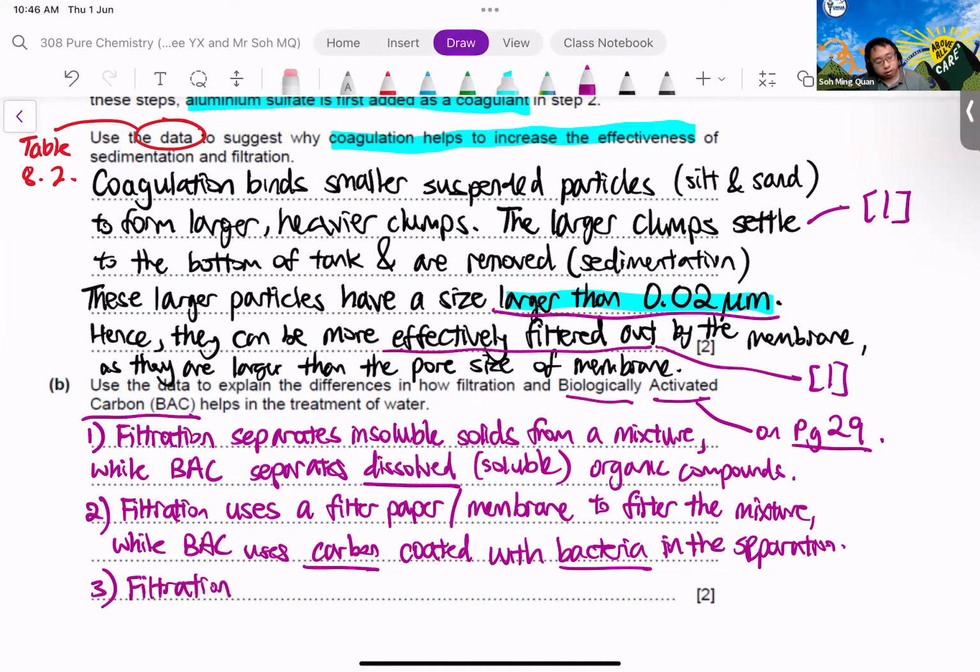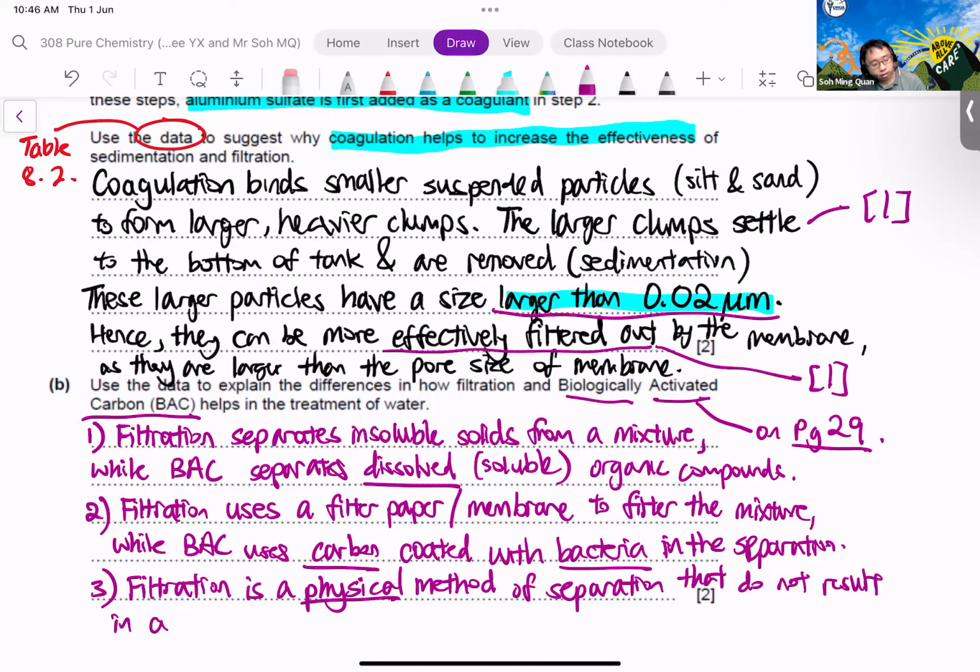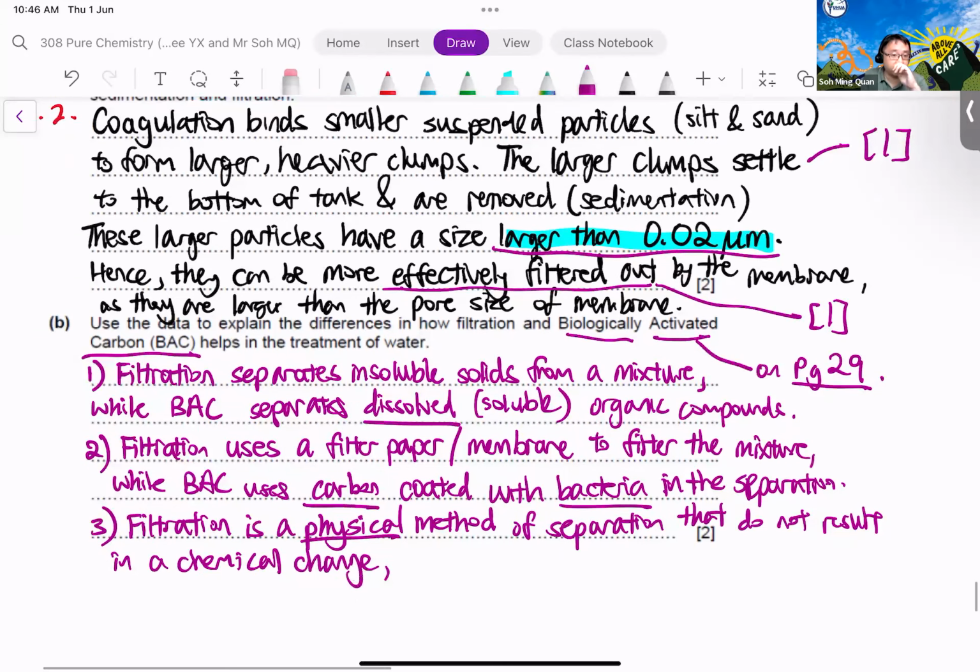Third difference, filtration. When you separate sand and water, you get sand solid, water liquid. You don't change the chemical properties of the sand or the water. So we always say filtration, distillation, chromatography, evaporation, crystallization, separating funnel, these are all physical methods of separation that do not result in a chemical change. Filtration is not a chemical change.